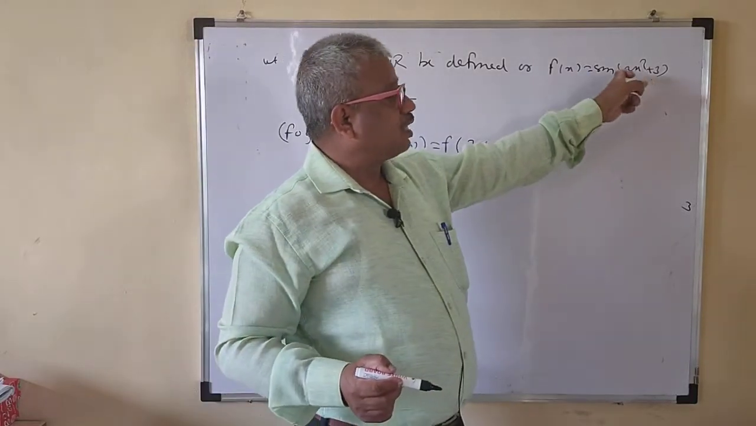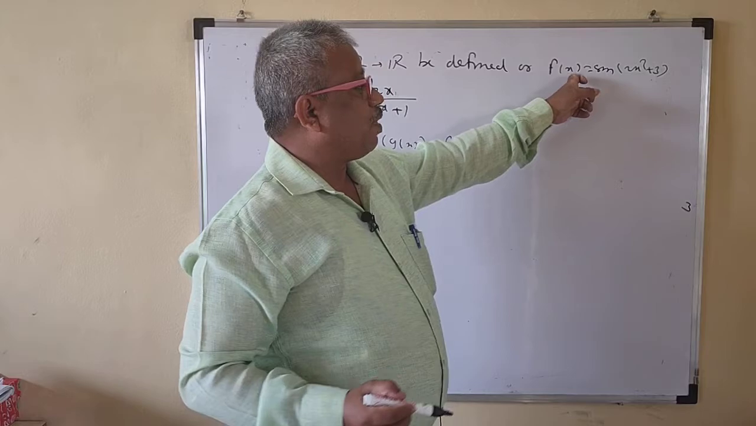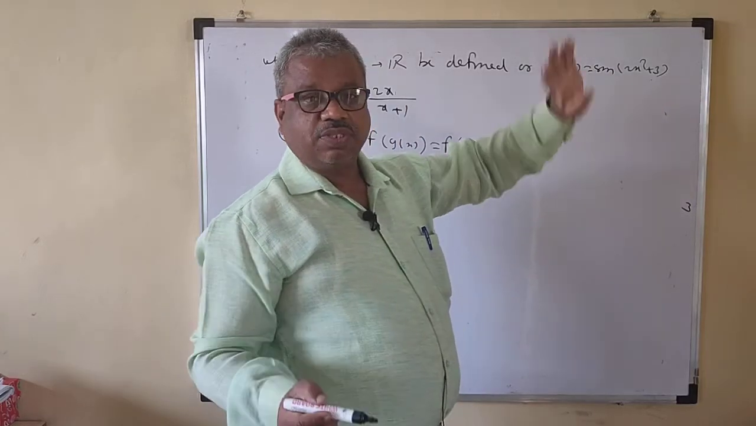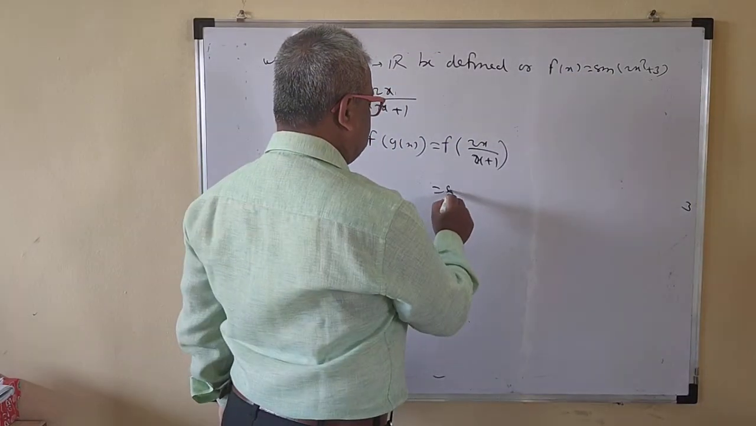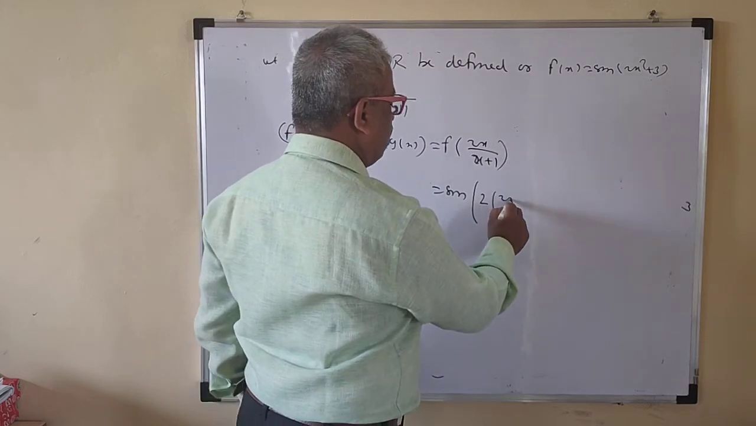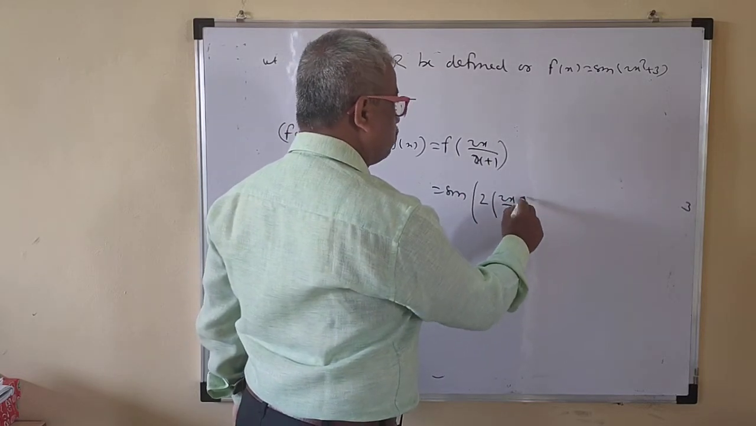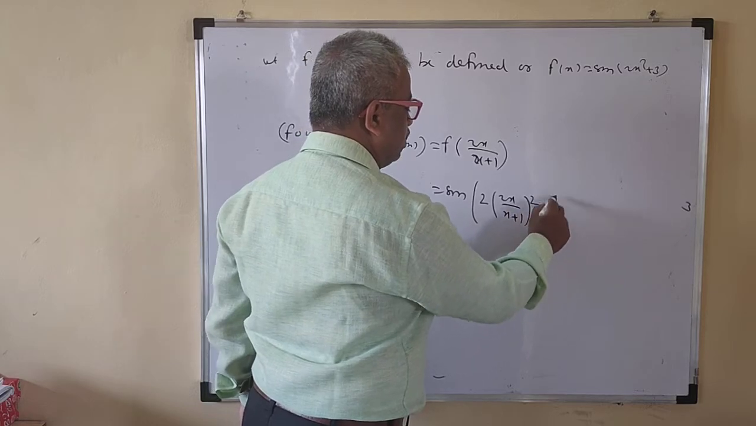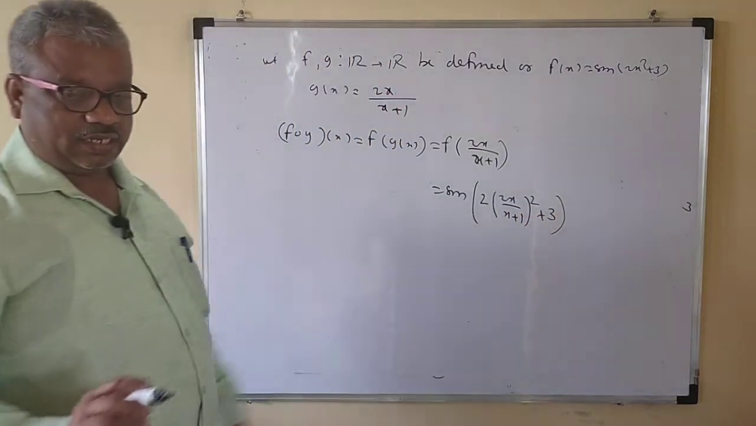What is f of x? Sine of twice x square plus 3. What is f of something? Sine of 2 times something square plus 3. So this is sine of 2 times, just write this something, twice x upon x plus 1, whatever this is, square plus 3. No need to simplify it.